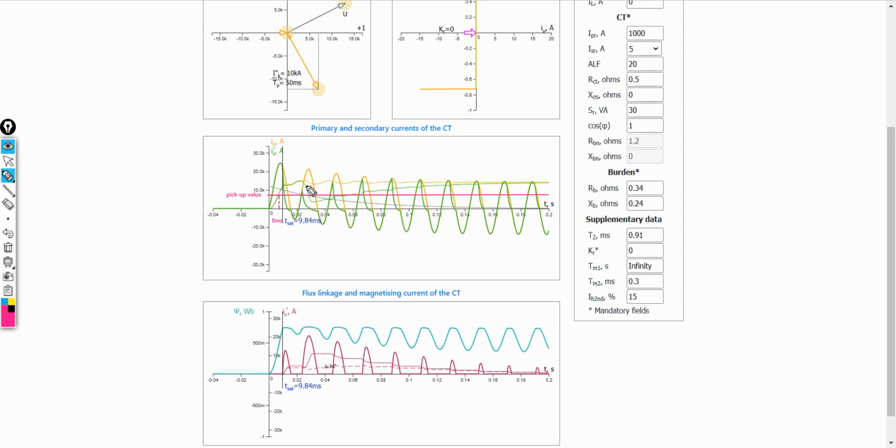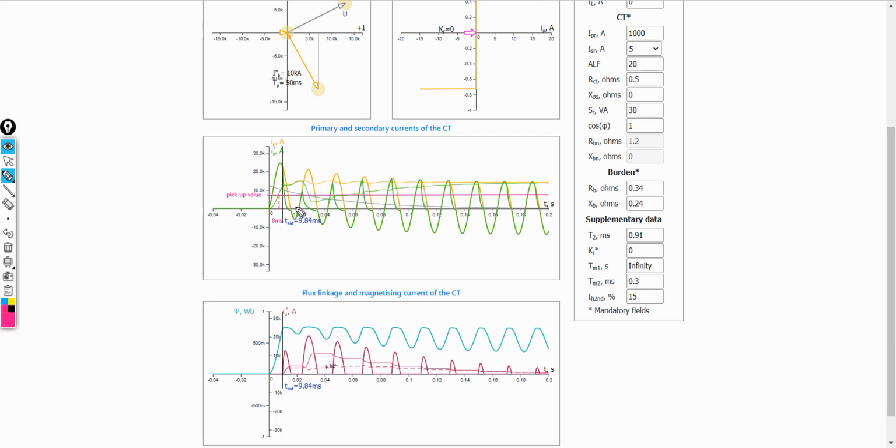The protection already recognizes that the short circuit current is higher than the pickup value and is able to give the trip command. What does it matter then? That the current transformer is saturated after 9.8 milliseconds and the protection device measures correctly only after 20 milliseconds.